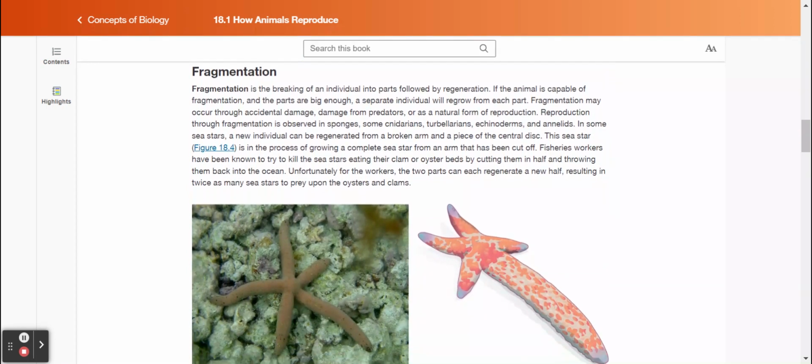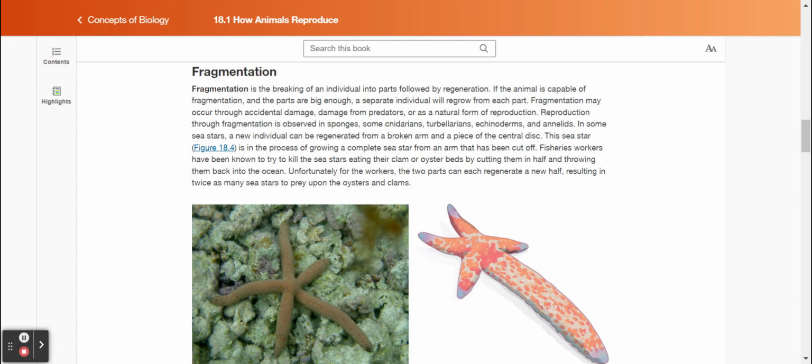Fragmentation. Fragmentation is the breaking of an individual into parts followed by regeneration. If the animal is capable of fragmentation and the parts are big enough, a separate individual will regrow from each part. Fragmentation may occur through accidental damage, damage from predators, or as a natural form of reproduction. Reproduction through fragmentation is observed in sponges, some cnidarians, turbellarians, echinoderms, and annelids.